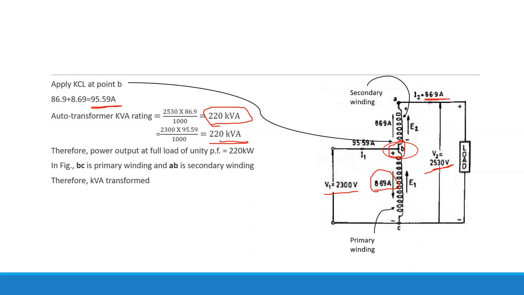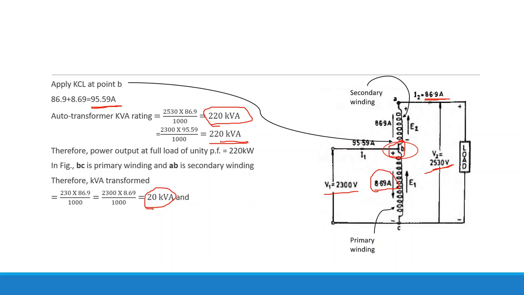Then we have to calculate the kVA transformed. In order to find the kVA transformed, which one is the primary winding? The primary winding is here, BC. By transformer action, how much kVA is going to be transformed to the secondary winding, that is your AB winding, that we have to determine. So how can we determine that? We take the voltage corresponding to this winding, 230 volt for the secondary winding, multiplied by the current, 6.9, divided by 1000, that is going to give you the kVA transformed. So how much kVA is going to be transformed? It will be 20 kVA.